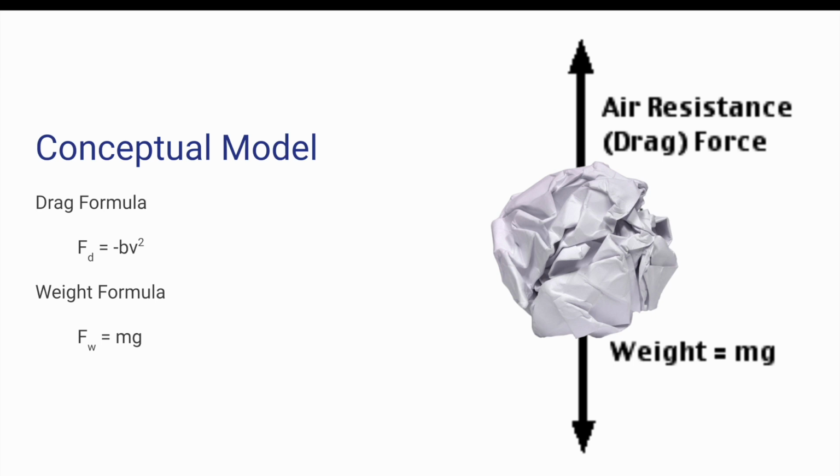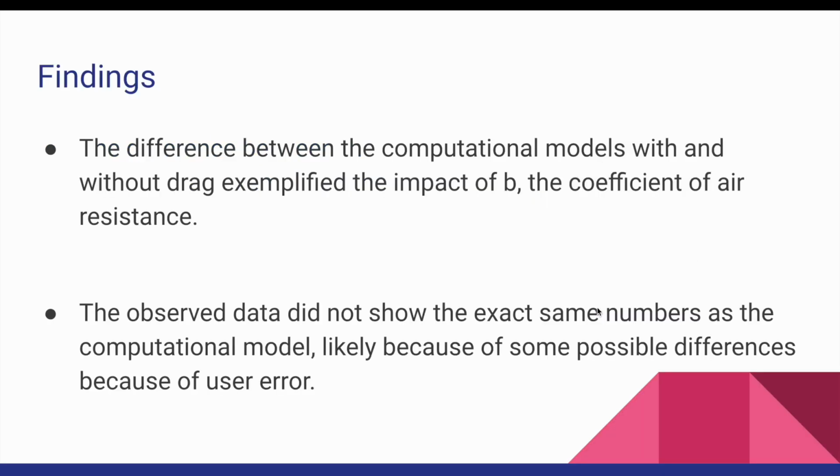On the left, you can see the drag formula. Force of drag is equal to the negative b times v squared, where b is our coefficient that describes the air resistance. The weight formula, or FW, the force of weight, is equal to mass times gravity, which we already talked about. The findings of my experiment and observations were the difference between the computational models with and without the drag, and the exemplified impact of b, the coefficient of air resistance.